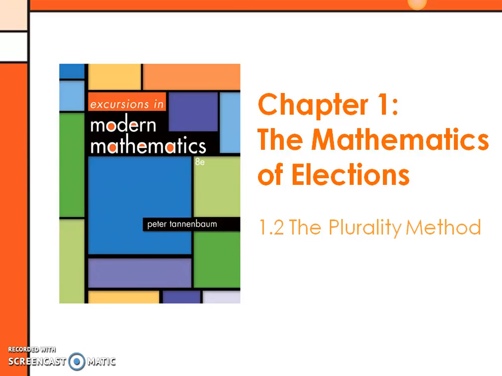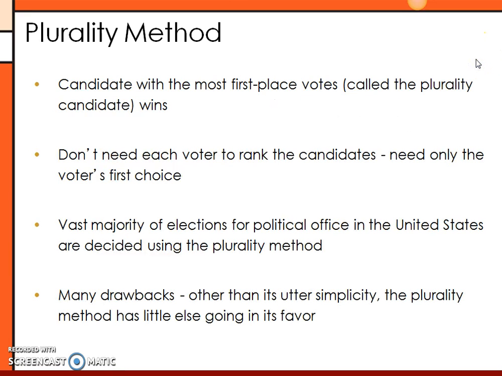Okay, here in 1.2, we'll look at the plurality method. So just one possible method of how you can determine the winners in these elections. It's a really simple one. The candidate with the most first place votes, called the plurality candidate, wins. So all that matters is first place votes.